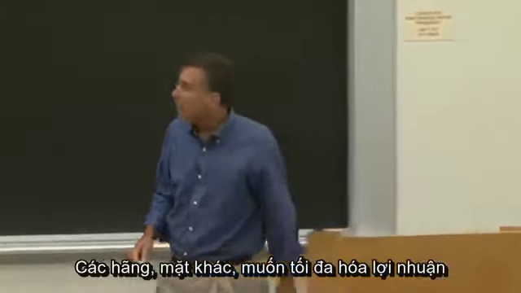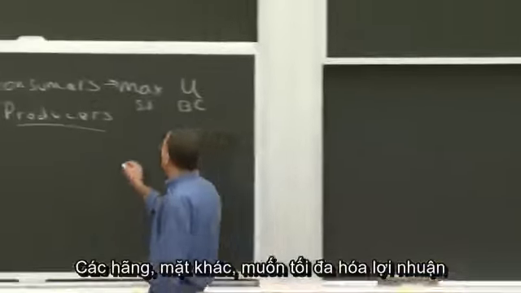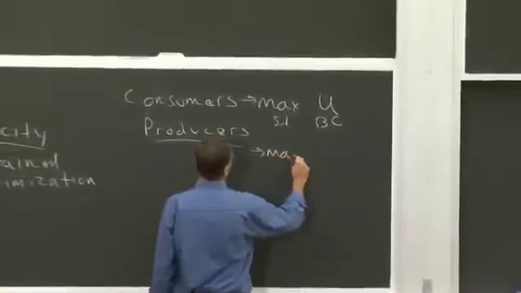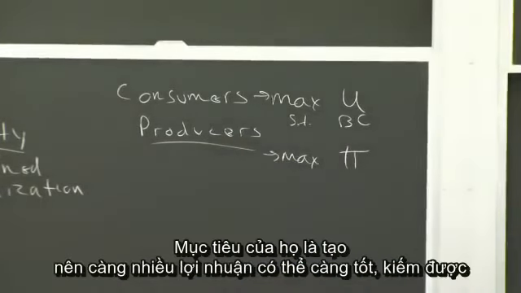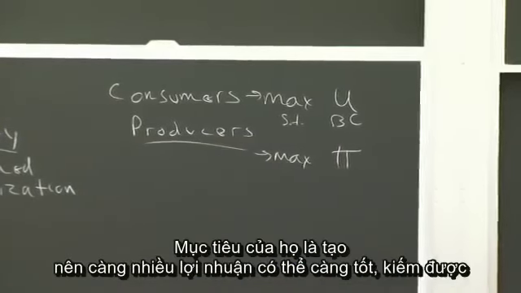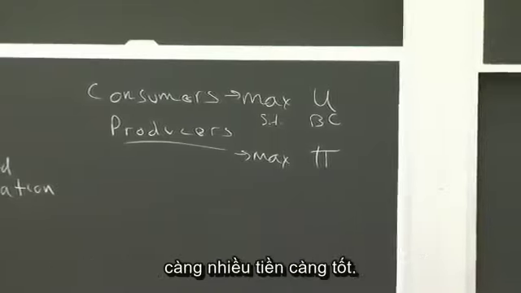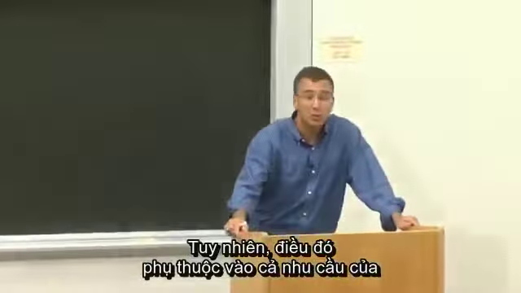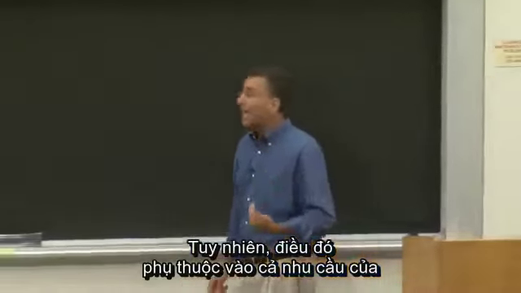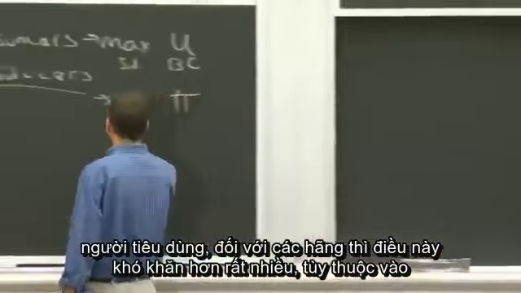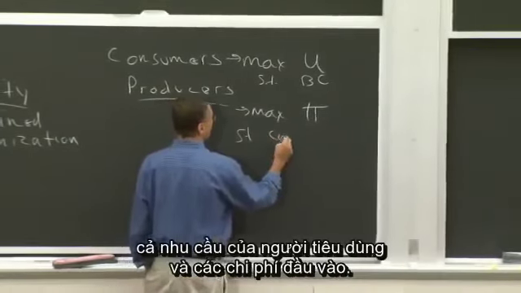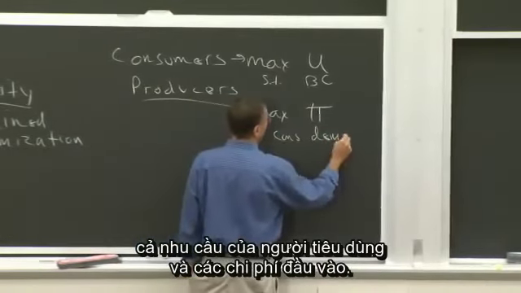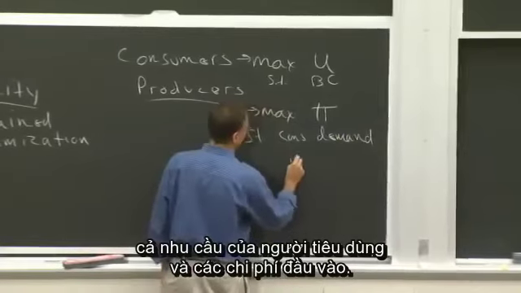Firms, on the other hand, are going to maximize profits. Their goal is to make as much profit as possible, to earn as much money as possible. However, that's going to be subject to both the demands of consumers. When we get to firms, it's a lot harder. Subject to both consumer demand and input costs.